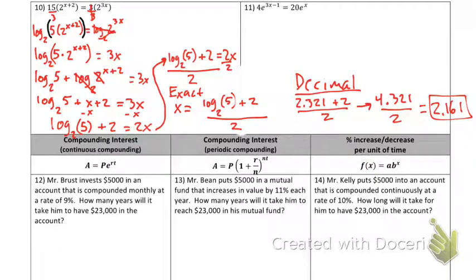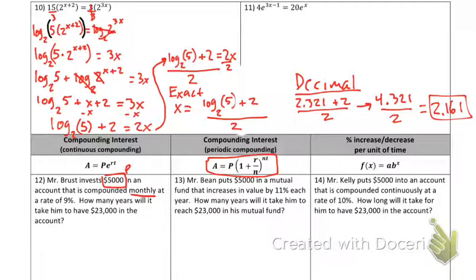So we have to decide on number 12 which one of these formulas we would use. Let's read. Mr. Brust invests $5,000 in an account that is compounded monthly. Since it's compounded monthly, I already know it's periodic compounding because it says monthly. So I am using this formula. We have to plug in the P, the R, the N, and the T if we find those. Based on what I see, this is my P.